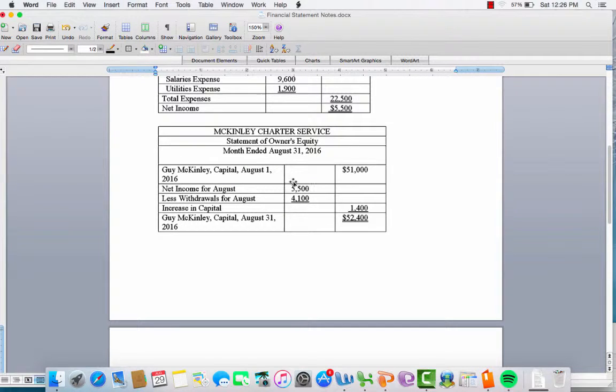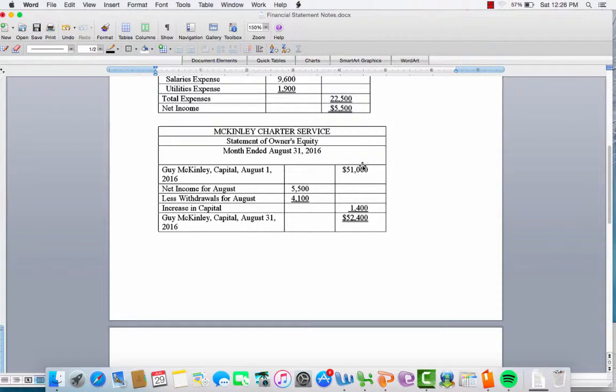So we had $51,000 in beginning equity. Well, we made $5,500 in revenue, so equity goes up because of that. Remember, revenue is a subcomponent of equity. When revenue goes up, our total equity in the business goes up, but money was taken out of the business. There was withdrawal, so that made it go down by 4,100. Well, in total, it went up a little bit, right? It went up 1,400, so we take the beginning amount, 51,000, add your 1,400 to it. Our ending equity on August 31st, 2016 was 52,400.